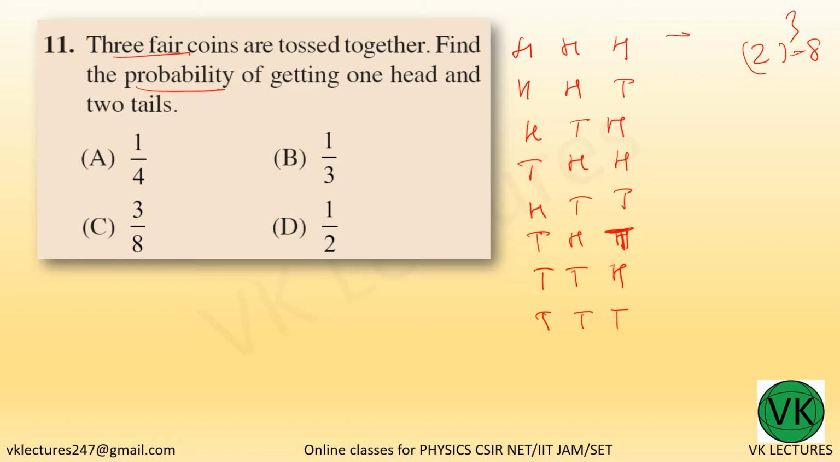Now we have to get one head and two tails. Wherever there is one head, you can take it. One head and two tails. From where you start writing the two tails? Here, one head, two tails. So here two tails. So 3 out of 8. So option C.